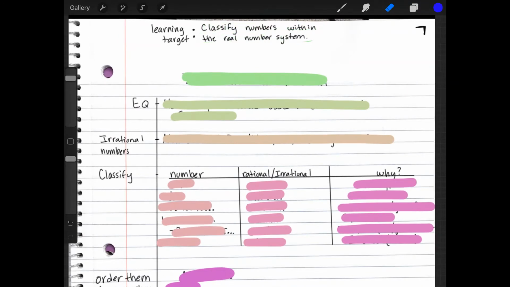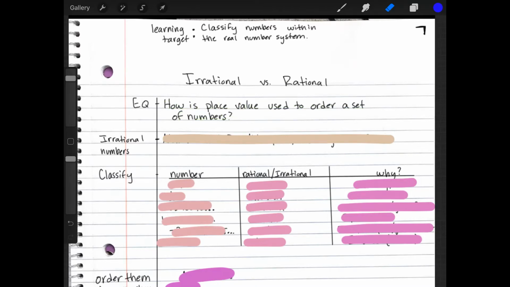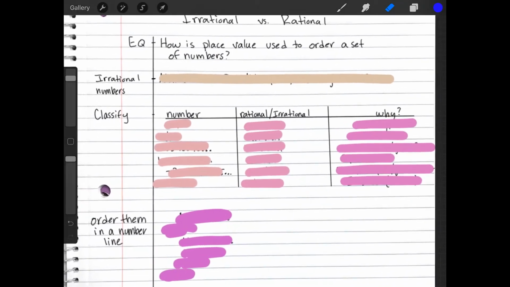And our learning target for today is going to be classifying numbers within the real number system. Okay. And we're going to specifically talk about irrational versus rational numbers. Okay. So our essential question is, how is place value used to order a set of numbers?